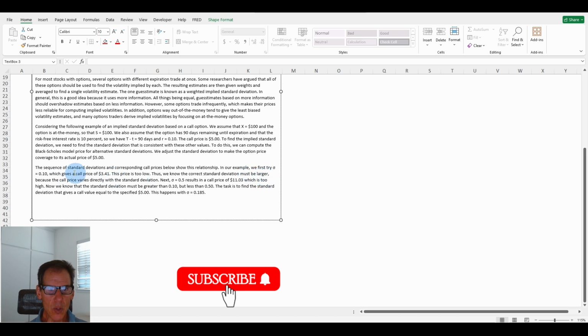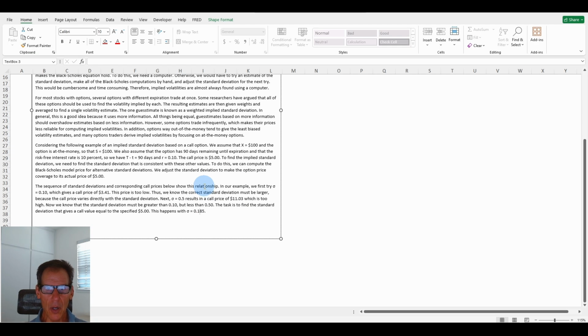So this is a trial and error approach, and what I'm going to show you next can be done with Excel and Solver. The standard deviation is 0.185 through trial and error. It equates to $5, where the standard deviation is 0.185. That's a general way of doing it. I'll leave it at that. And next, I'll show you an example. You can either use it or not.